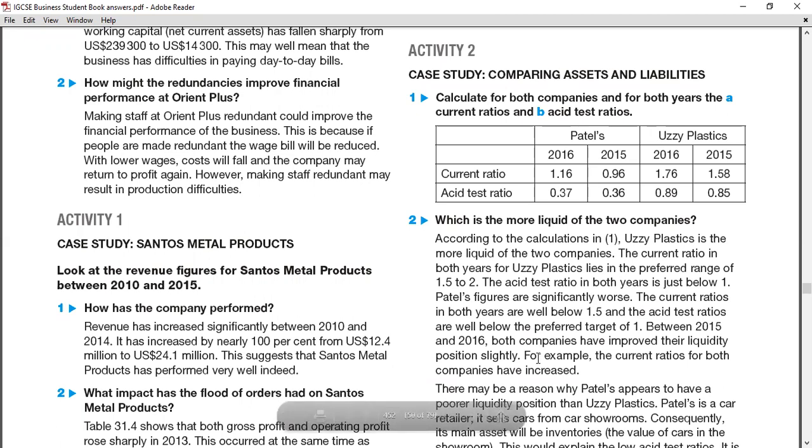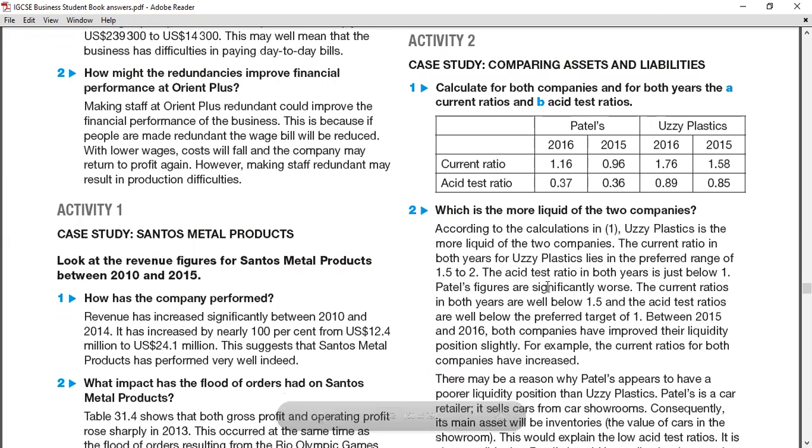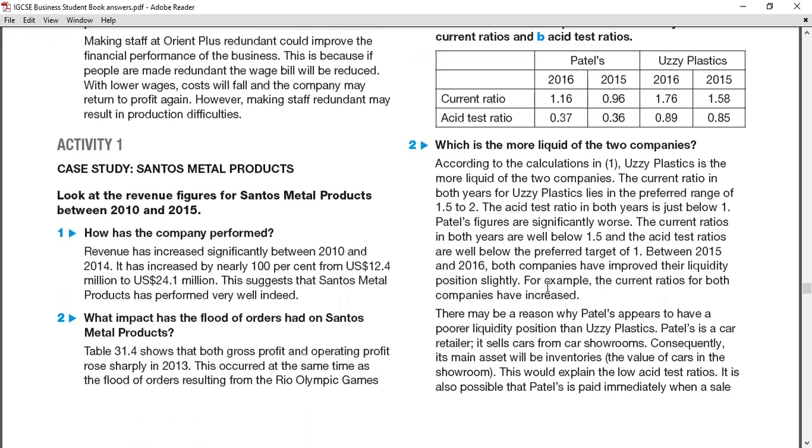So you can see that's the first paragraph. They try to mention whether the values are better or worse. In this case they're giving the preferred range of 1.5 to 2, the satisfactory and ideal level. So USI Plastics is in the comfortable zone, within the range. But the other company, Patels, they say is worse. Both companies have improved their liquidity slowly. If you take it, both their figures improved slightly.